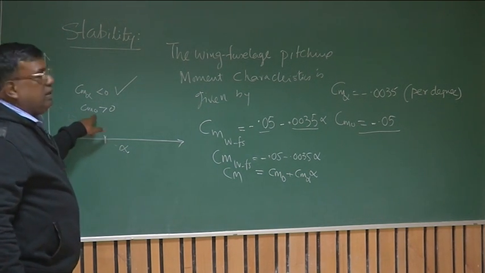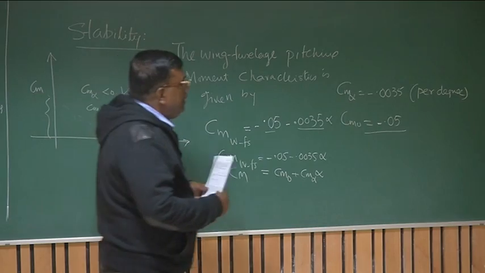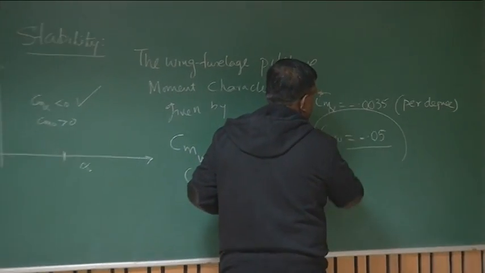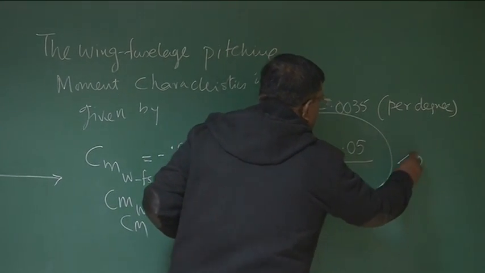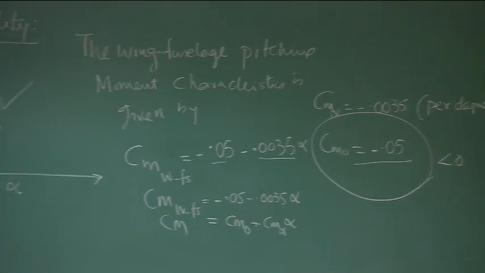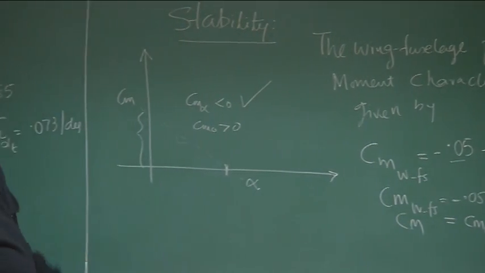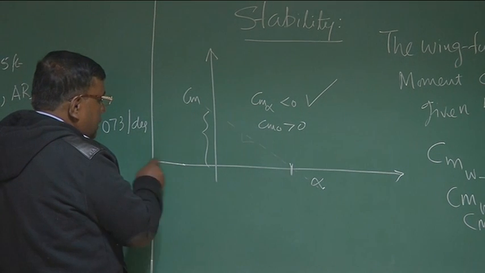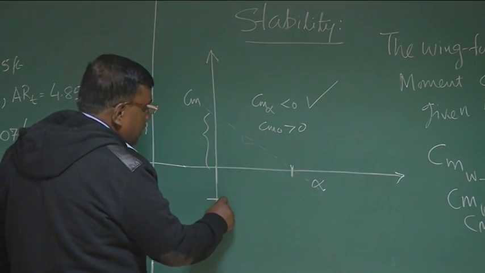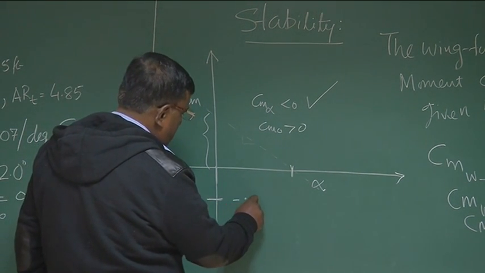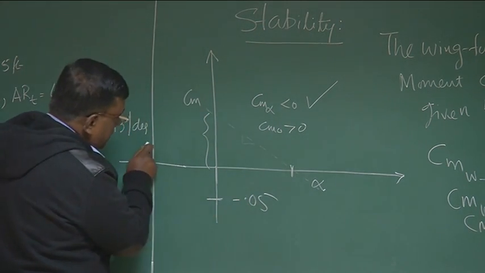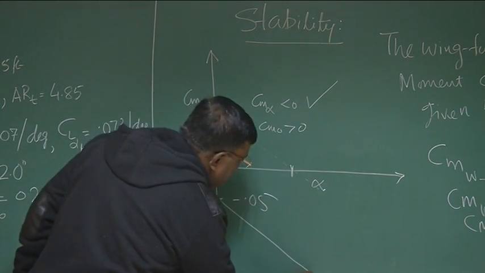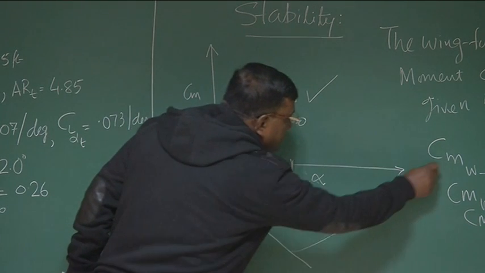That Cm naught should be greater than 0. But what is happening here? Here Cm naught is less than 0. So I won't be able to trim this airplane at positive alpha. That is, if we see here, Cm naught is some negative value, let's say minus 0.05, and statically stable, so the line will be something like this for this variation.